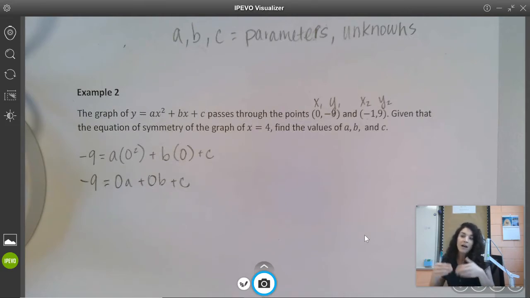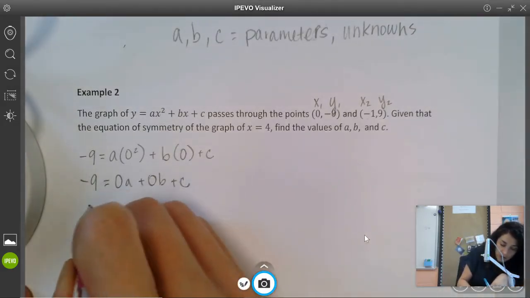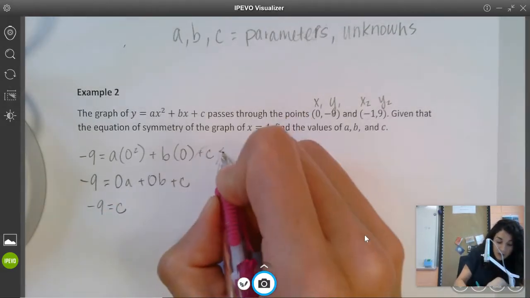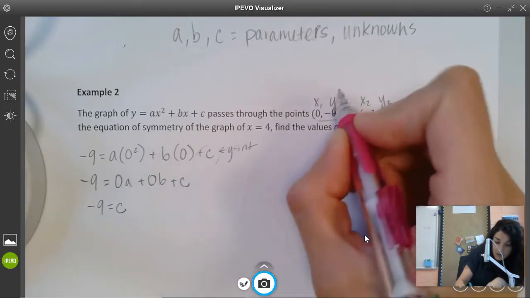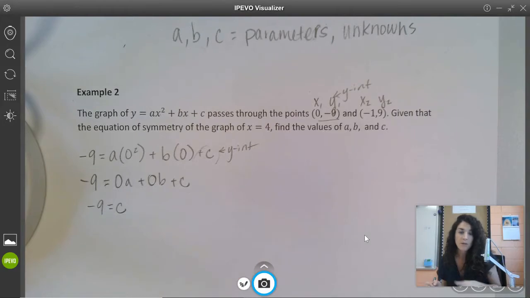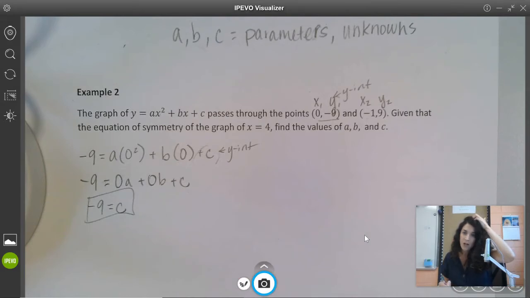If you have something like an equation of a line, mx plus b, and your unknowns are m and b, you have two unknowns, which means you would need to make two equations like this in order to solve for those unknowns. Here is one equation. My other equation actually becomes negative 9 equals c. So your c will always be your y-intercept. This is your y-intercept, right? When x equals 0. So your c is always your y-intercept. And so we already found what c is. Cool, awesome, 1 point for me in this challenging problem.